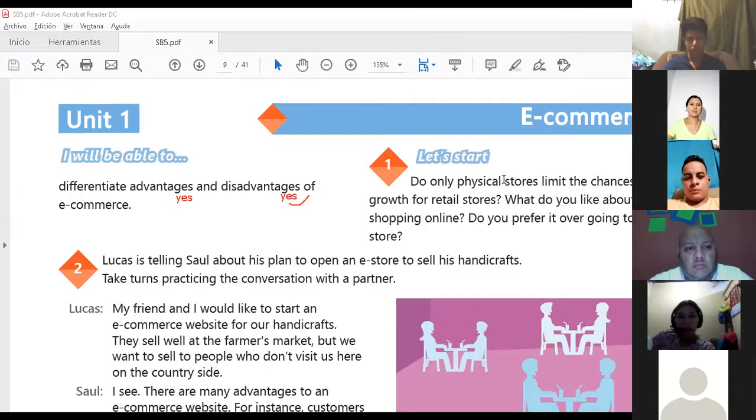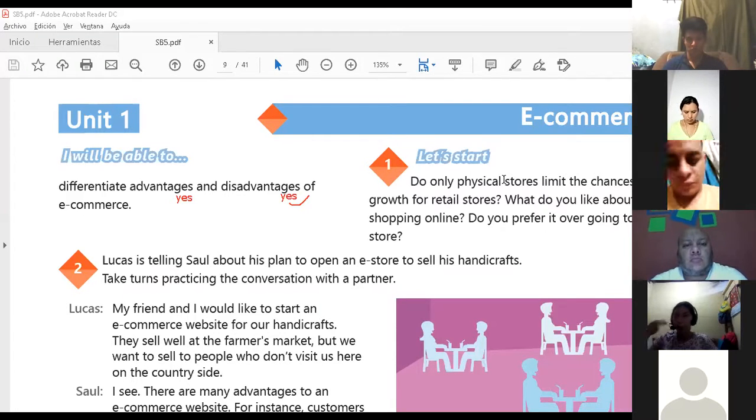Considering the chance of growth of retail stores. Thank you very much. Well, to be honest with you, and I'm modeling the answer, I don't think that only physical stores limit the chances of growth for retail stores, because online shopping has actually increased nowadays. More people have access to a computer, more people have access to internet, so they can expand.